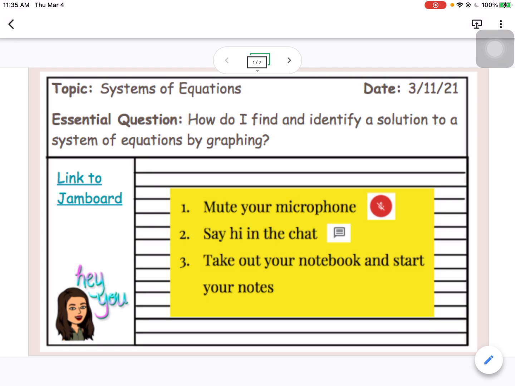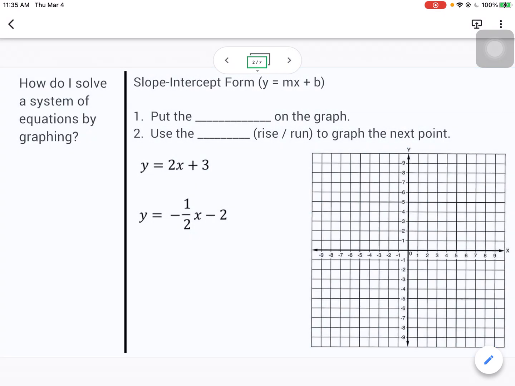Hi everybody! Today we are going to combine our work from yesterday and the previous unit by practicing solving systems of equations by graphing. So please pause this video and write down this topic and essential question in your notebook. Next, please copy down this question, these notes, these equations, and this graph.